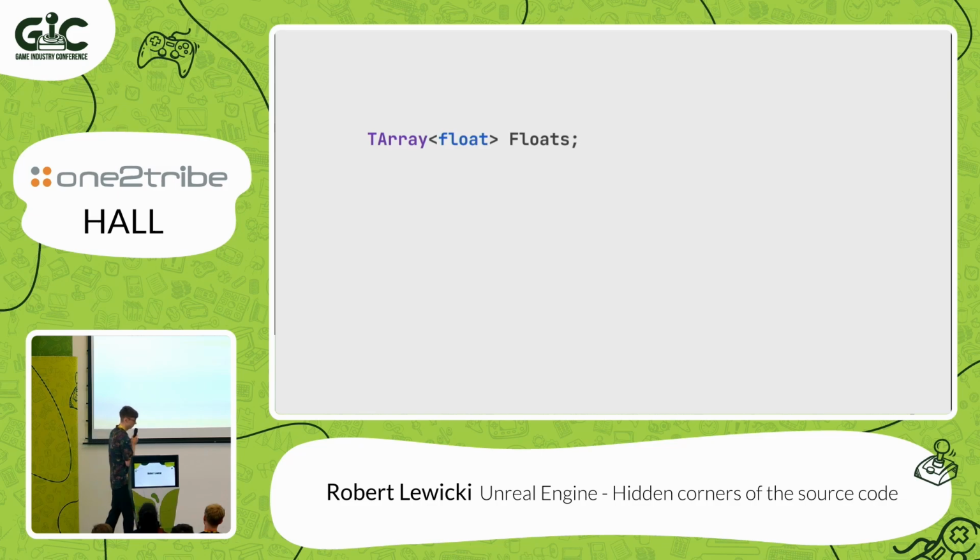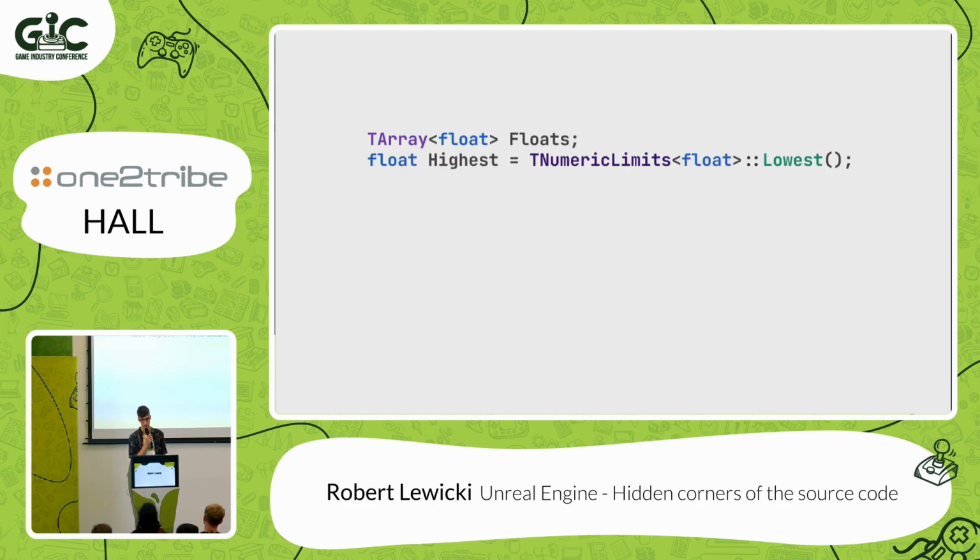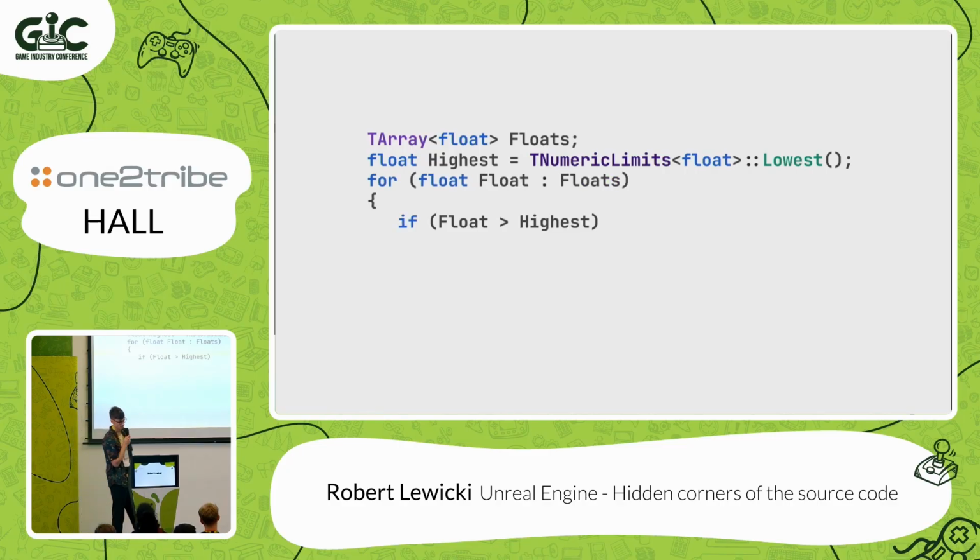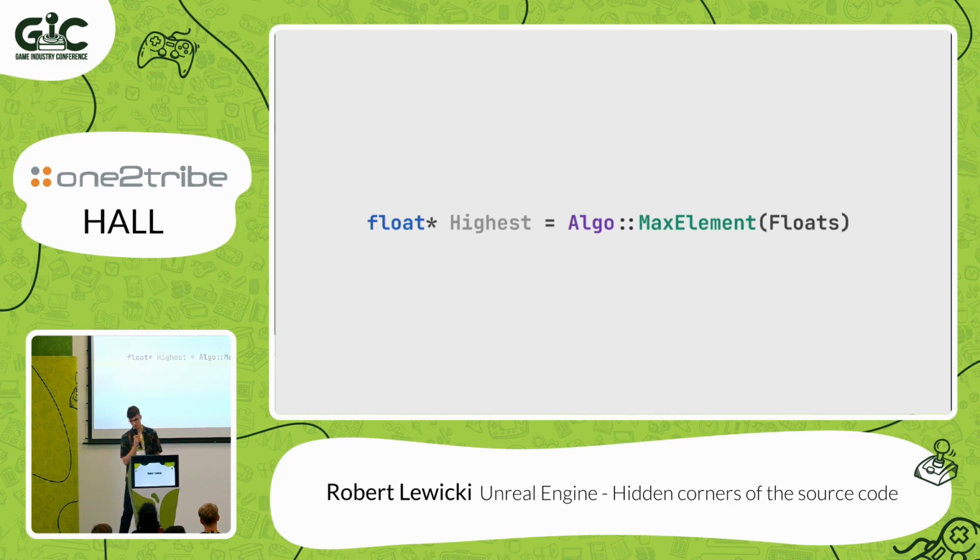So again, an example. Imagine you have an array of floats and you want to find the greatest float in this array. So you get a temporary variable, you assign the minimum value to it, then you just iterate through the array, find the greatest one. If you found, reassign, and that's it. A few lines of code, and you have the greatest float. Now, you can replace all of that with just one line of code, which you can just call max element, which will return you the pointer to the greatest element of this array.